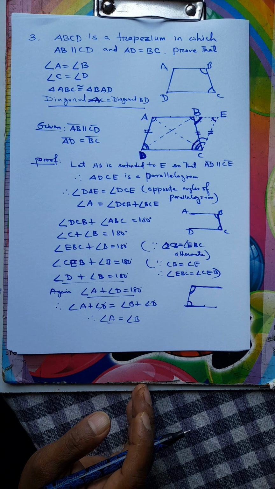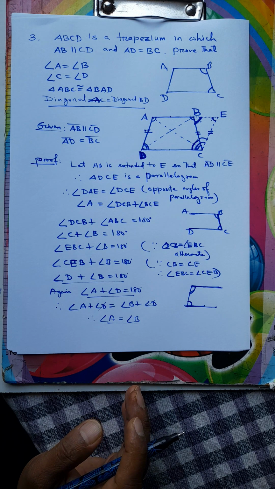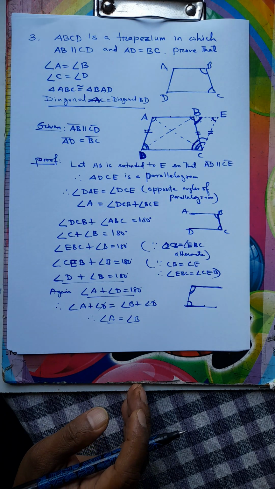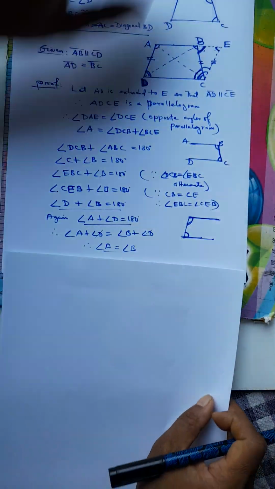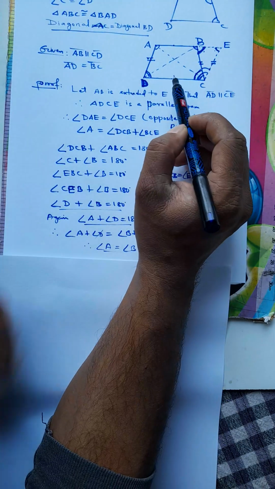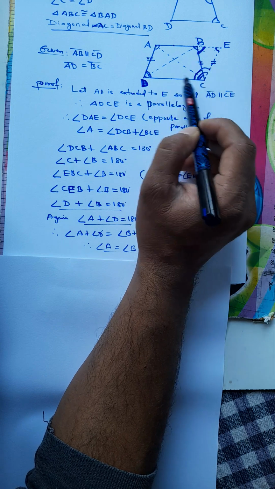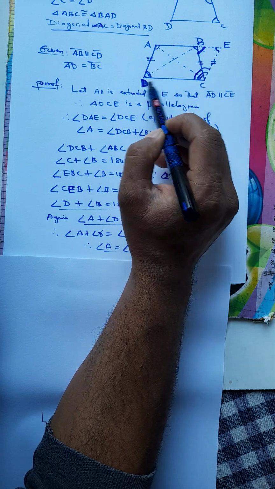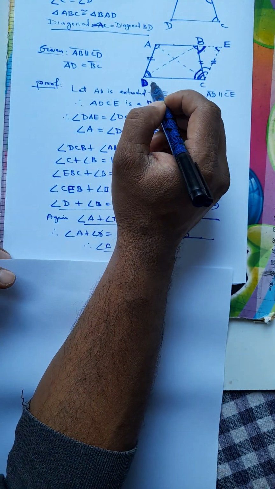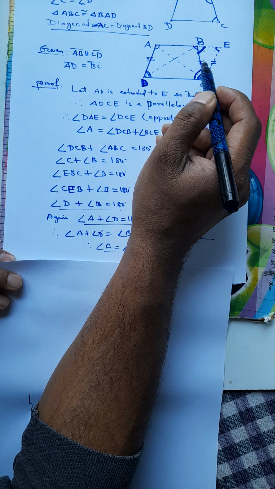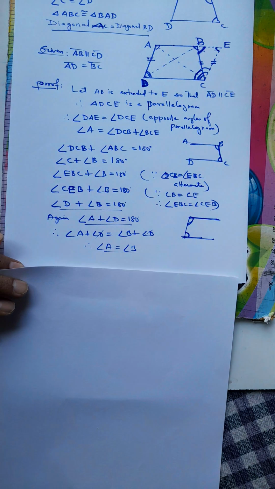Now can we prove angle C and D are equal? Let us prove this. How can we prove angle C and D are equal? Angle C means BCD. Angle D means ADB. You find that angle A plus D is 180 degree, angle B plus C is also 180 degree. A and B are equal, therefore C and D are equal.